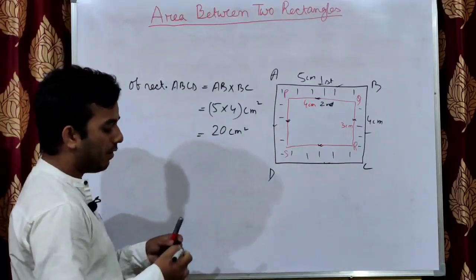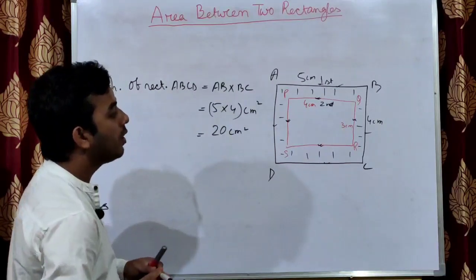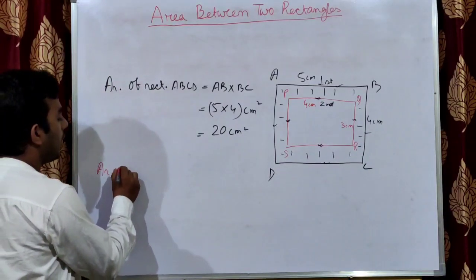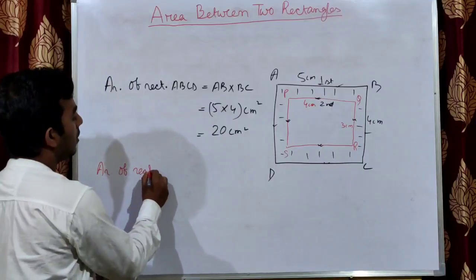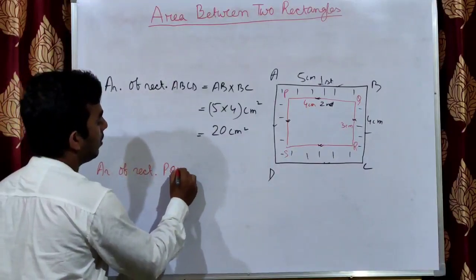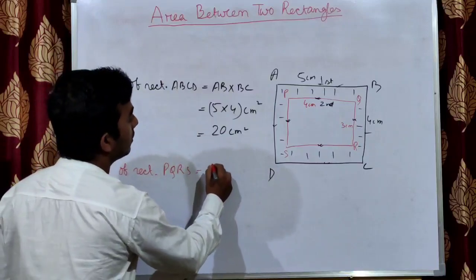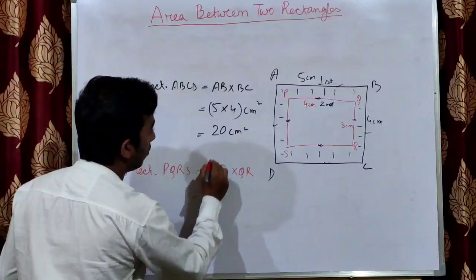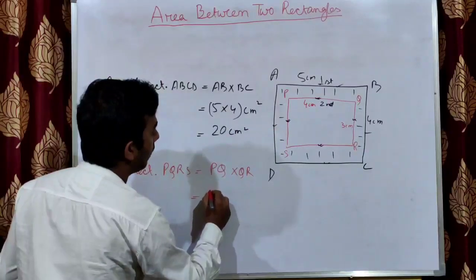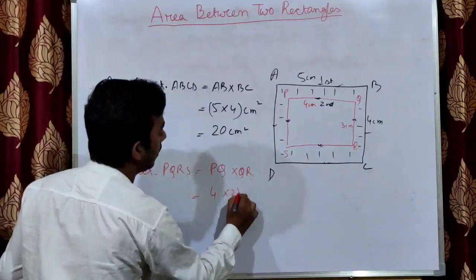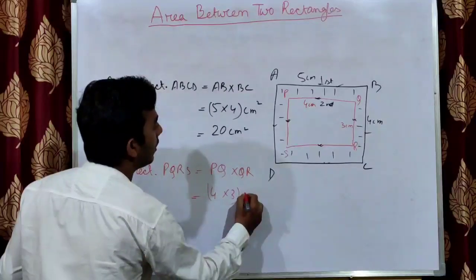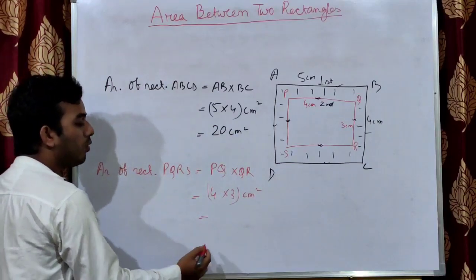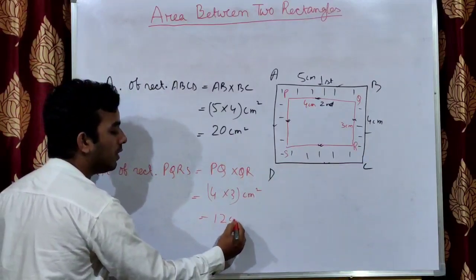Now we have to find the area of rectangle PQRS. Its length is PQ and breadth is QR. So the value is 4 into 3, 4 multiplied by 3 unit square. The unit is centimeter square. So if we multiply 4 with 3, the result is 12 centimeter square.